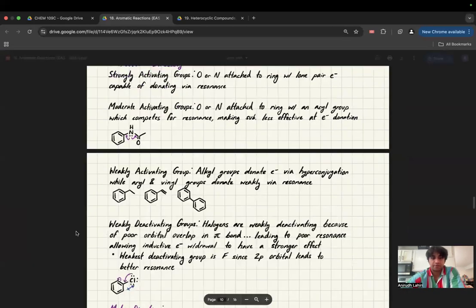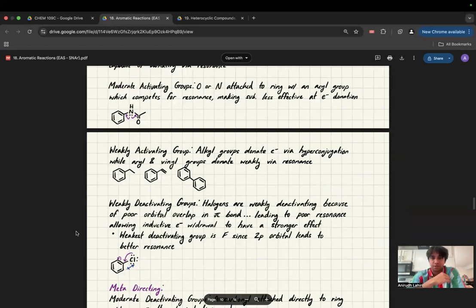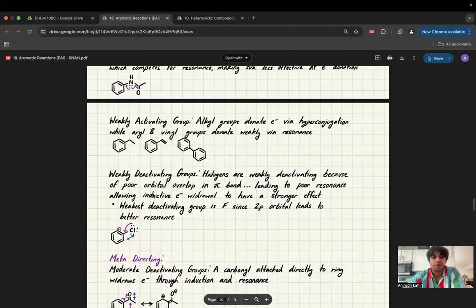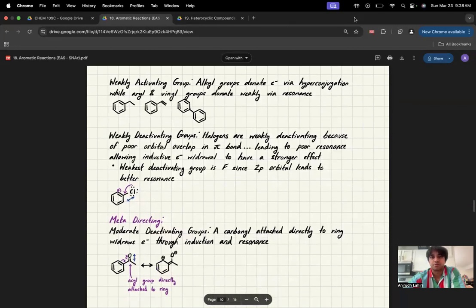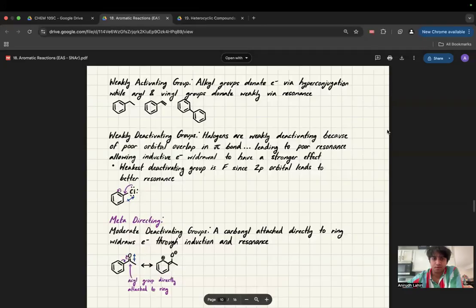All right, weakly activating groups. So we have alkyl groups donating electrons via hyperconjugation. Aryl and vinyl groups donate weakly via resonance. All right. Weakly deactivating groups. So halogens are weakly deactivating because of poor orbital overlap in the pi bond. So we basically get a really poor resonance, allowing for electron withdrawal to have a much stronger effect.